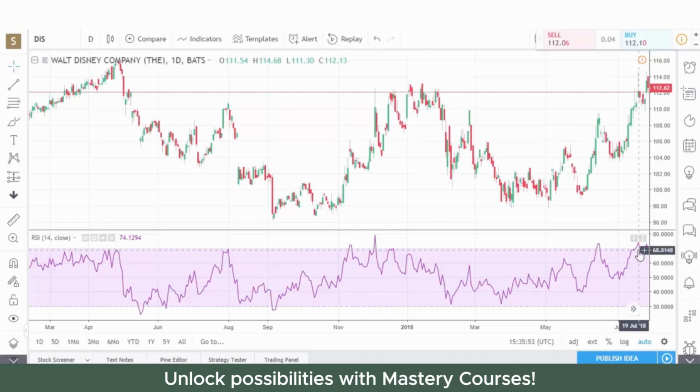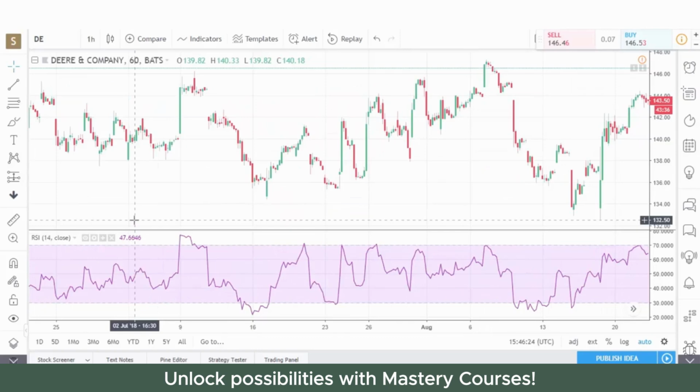And right now, Disney is trading in an overbought condition. And something to note, the overbought condition, as again I said we should use the RSI with other indicators, that overbought condition also happens to be around resistance for the stock. Now let's take a look at the RSI on a shorter time frame. So let's look at RSI on an hourly basis with DEER.